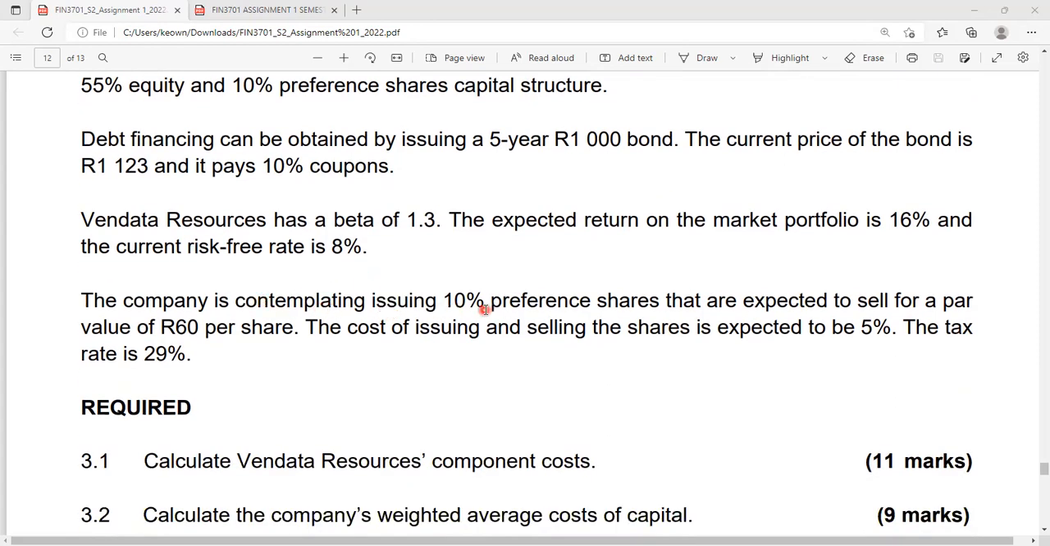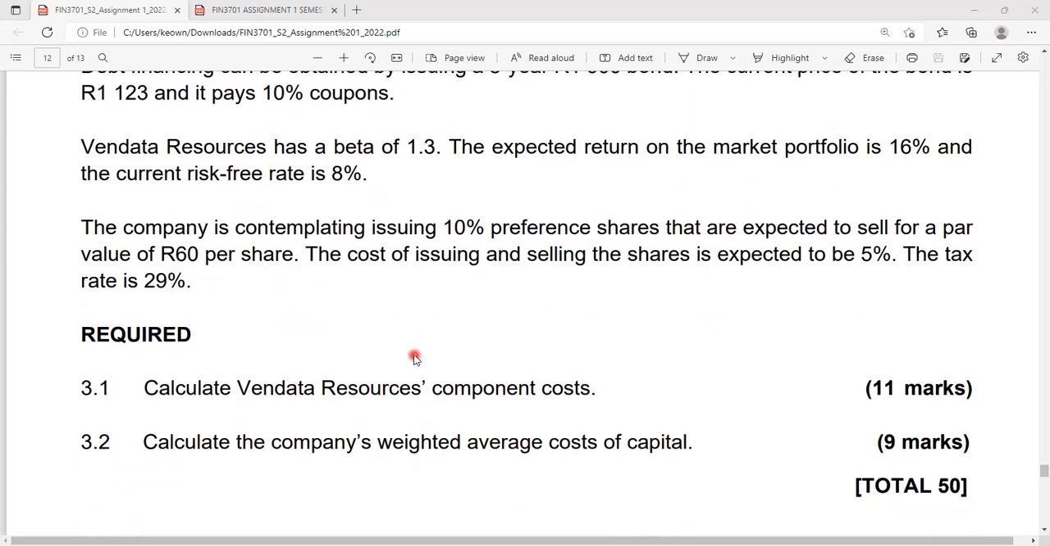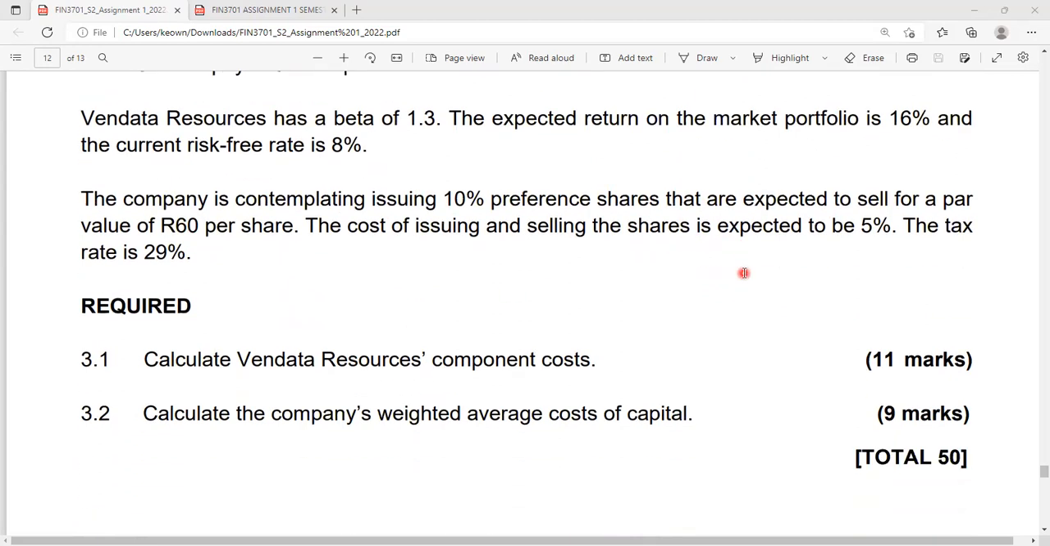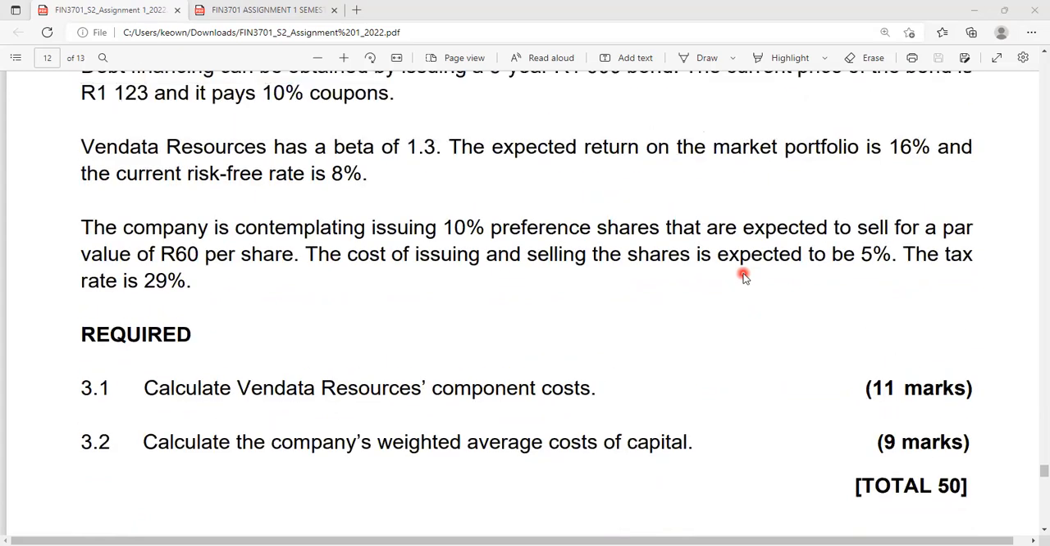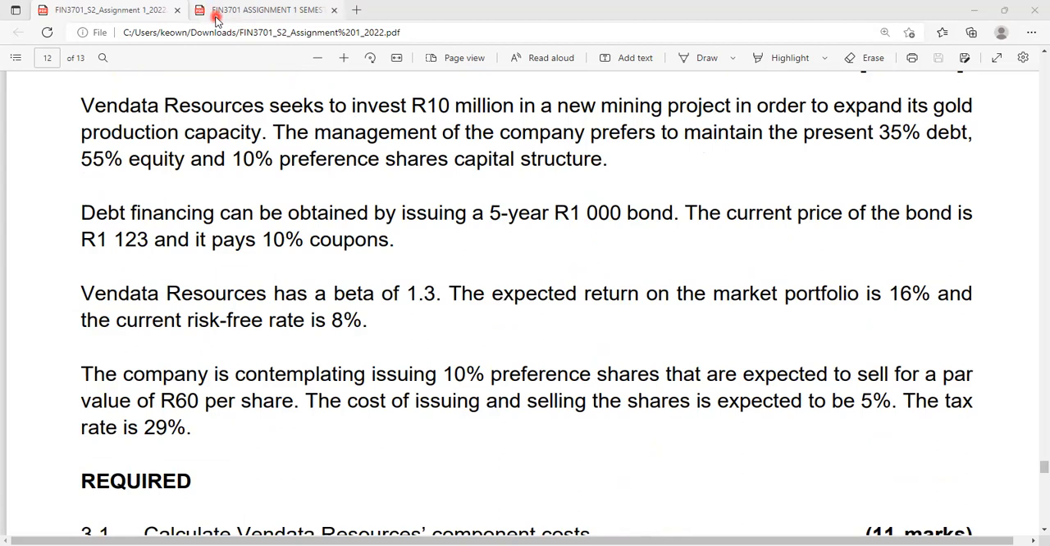The company is contemplating issuing 10% preference shares that are expected to sell for a par value of 60 rand per share. The cost of issuing and selling the shares is expected to be 5%. The tax rate is 29%. Calculate Vendata Resources' component costs and then calculate the weighted average cost of capital. So we'll start with the cost of debt.